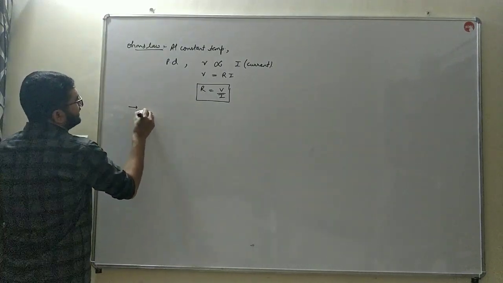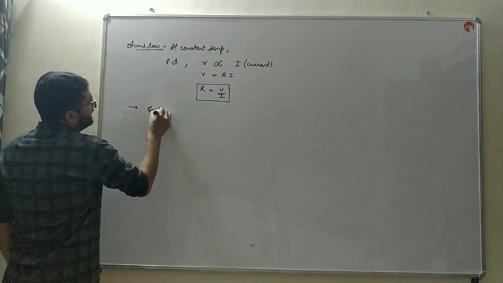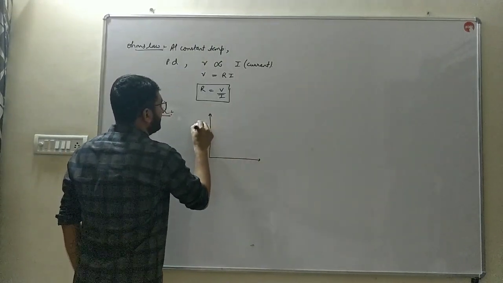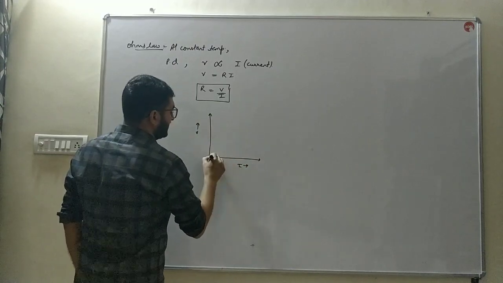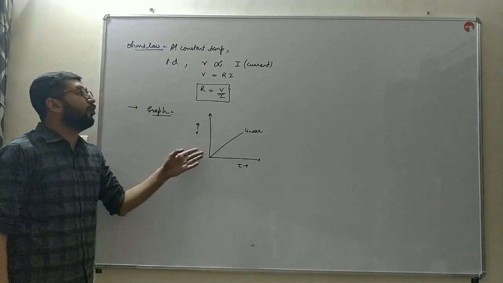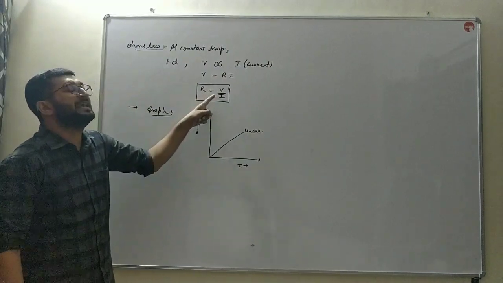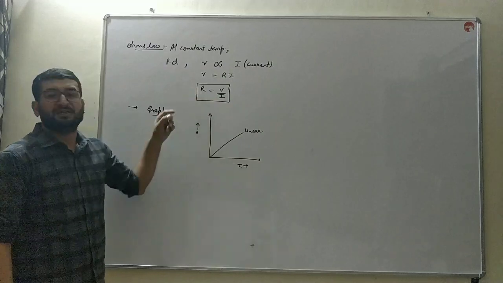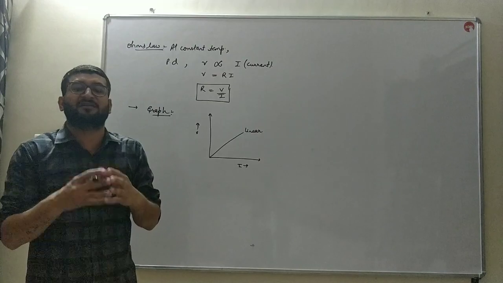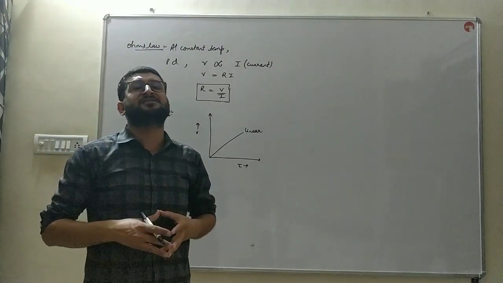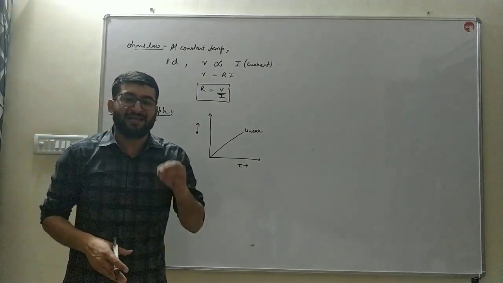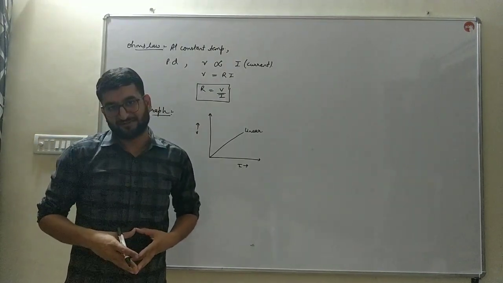Next, we have discussed the graph. The graph for Ohm's law between the potential difference, that is V and I, is a linear graph. It is a straight line graph whose slope tells us the ratio of V and I, that is R. The slope of the VI graph tells us the resistance of the conductor. More the slope, more the resistance, and less the slope, less the resistance.